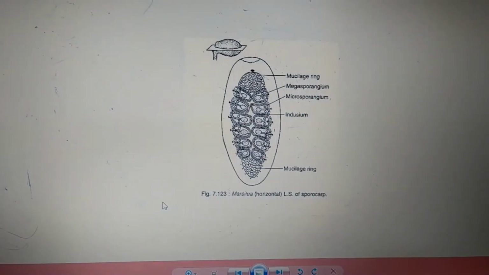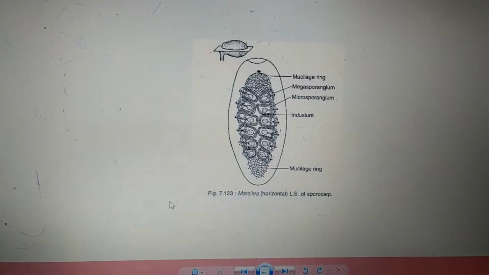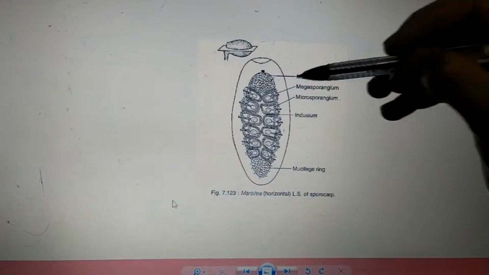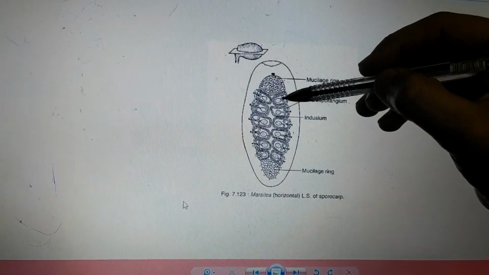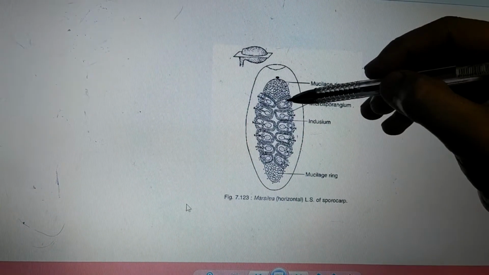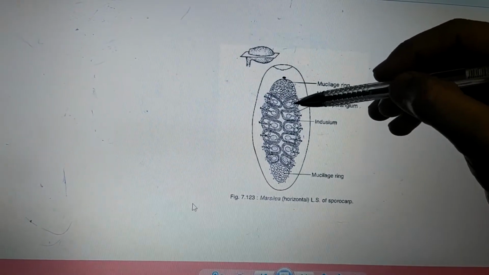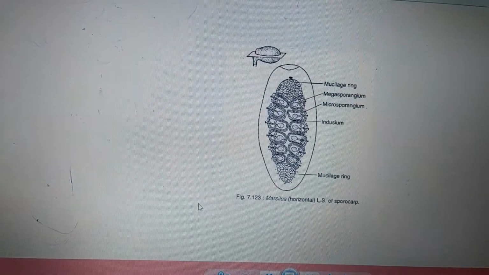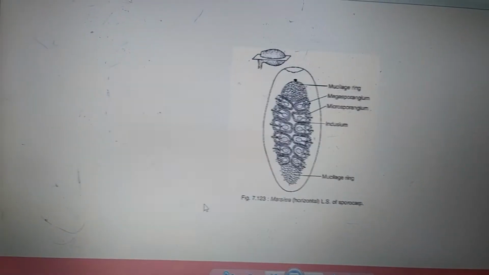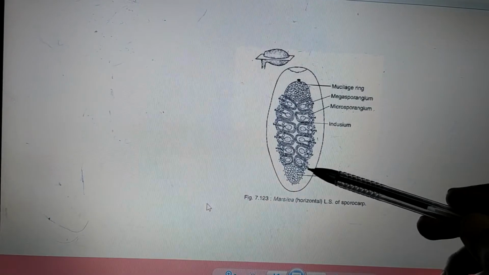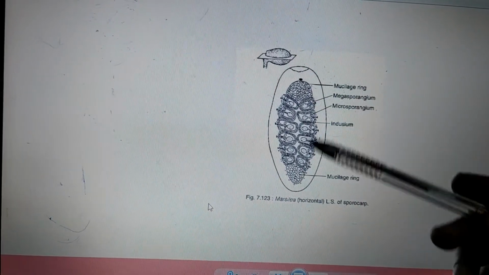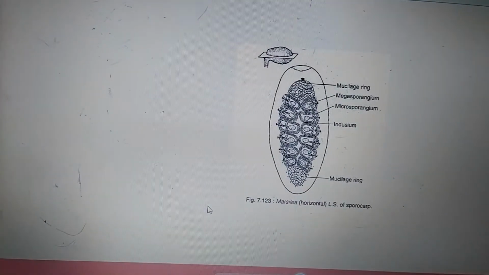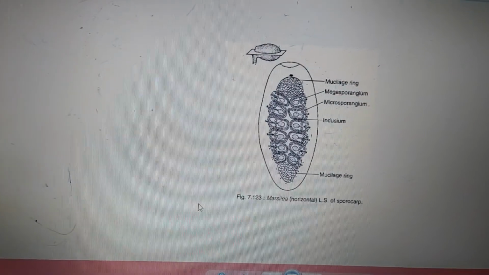Placental bundle is again a part of a vascular supply. These placental bundles are supplied in the receptacle. On the receptacle, we are going to have these microsporangium at the base, and at the top we have the megasporangium. At the end again we have this mucilage ring. This mucilage ring plays a vital role during the dehiscence of the sporocarp.